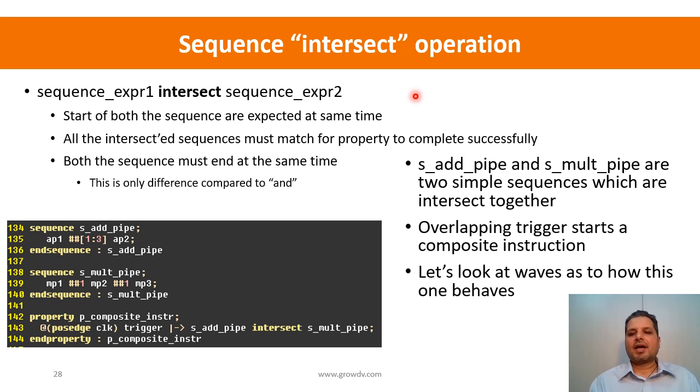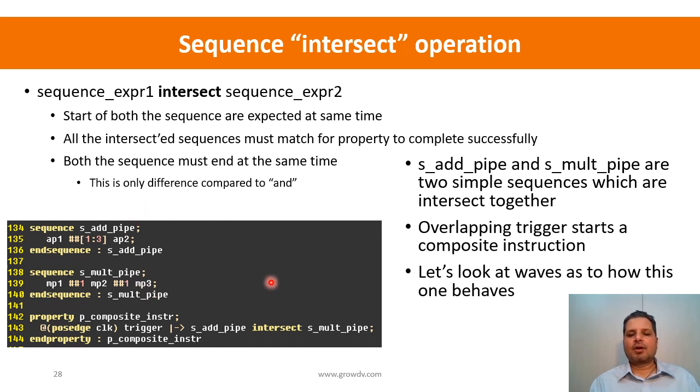All of them must match in order for the property to complete successfully, and then both the sequences must end at the same time as well. And this is the main difference compared to the AND operation. In the AND operation, both were expected to start at the same time, and both were expected to match, but the end time restriction was not there, whereas in the intersect, the end time is also expected to match.